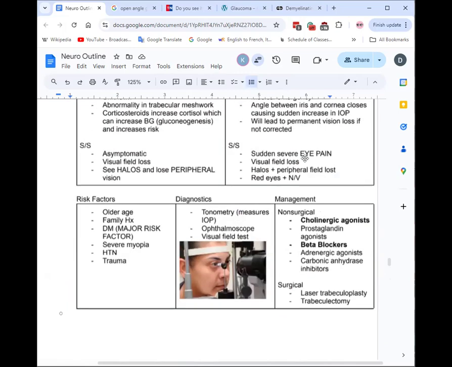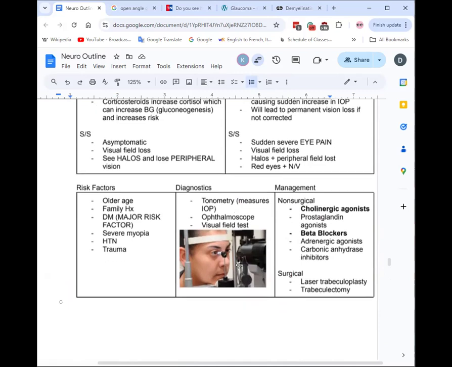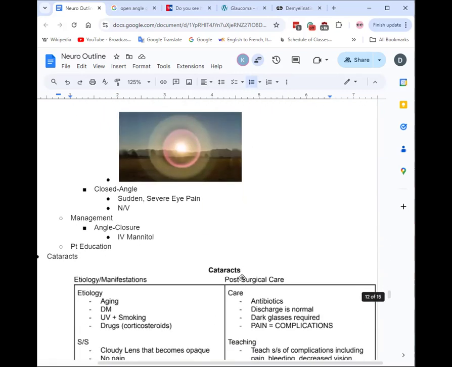Some of the diagnostics they do, if you guys have gone to the eye doctor to get your vision test, they'll do the little puff test. I don't think I wrote too much about it because I don't think that's the focus. But yeah, that's the little puff test they do.